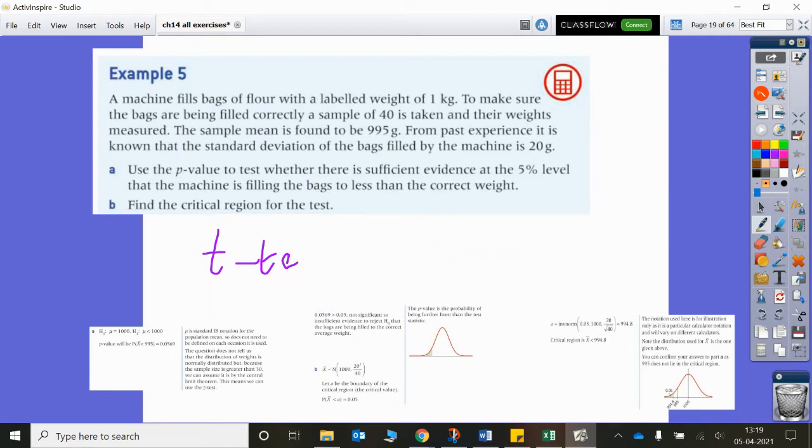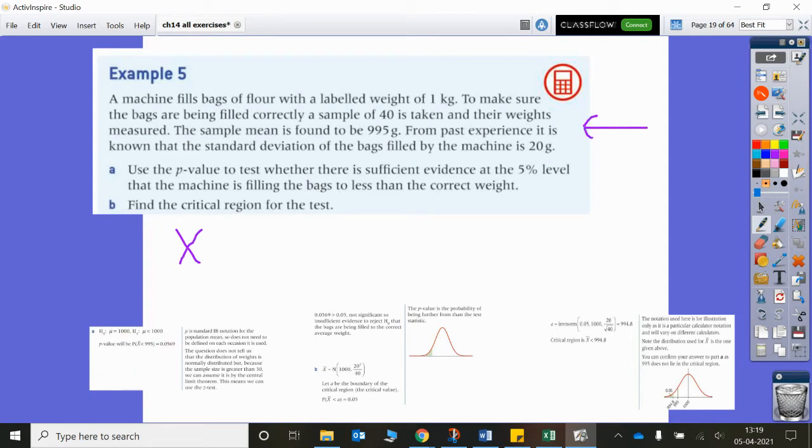In part A it says use the p-value to test whether there is sufficient evidence at the 5% level that the machine is filling the bags to less than the correct weight. Because we're doing a test here, we need to first of all state what the original distribution is. Then we need to state what our null hypothesis and our alternative hypothesis are. So let's call this potentially X. I think they're saying X in the answers here as well.